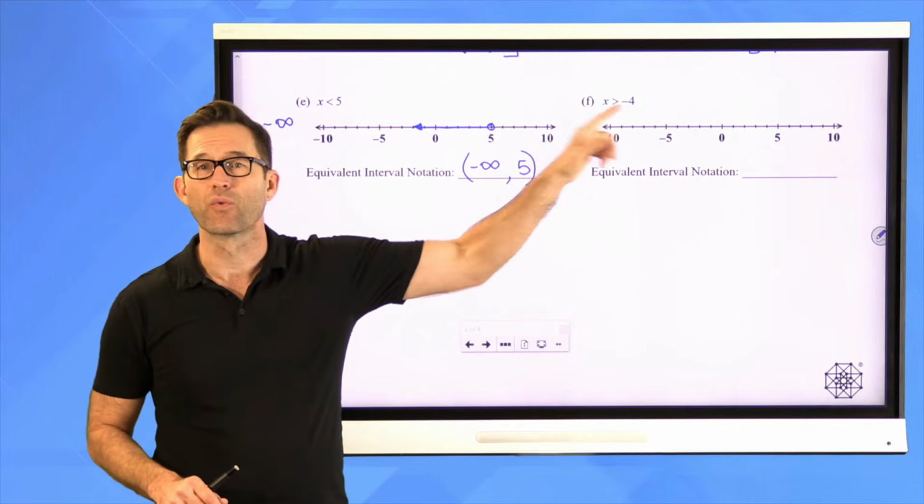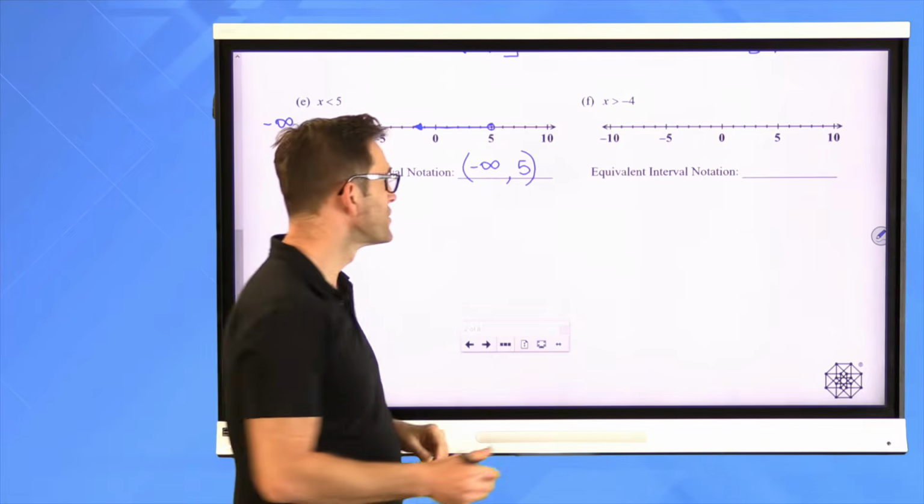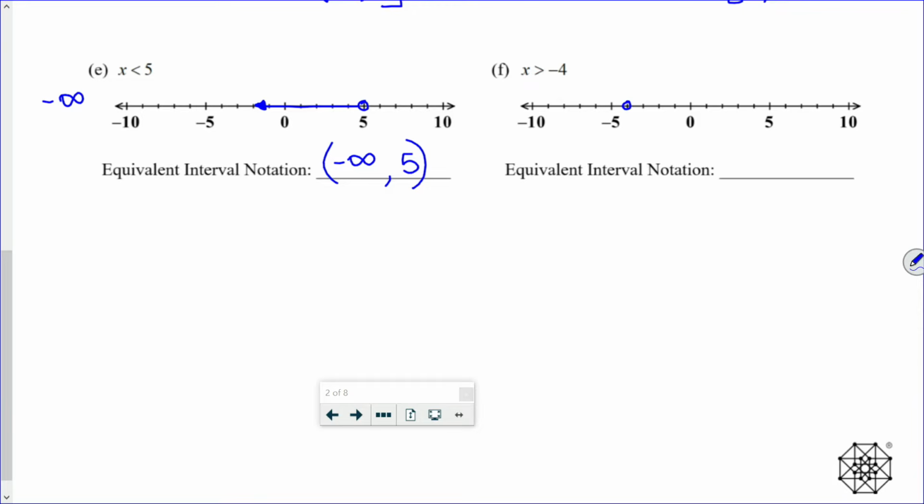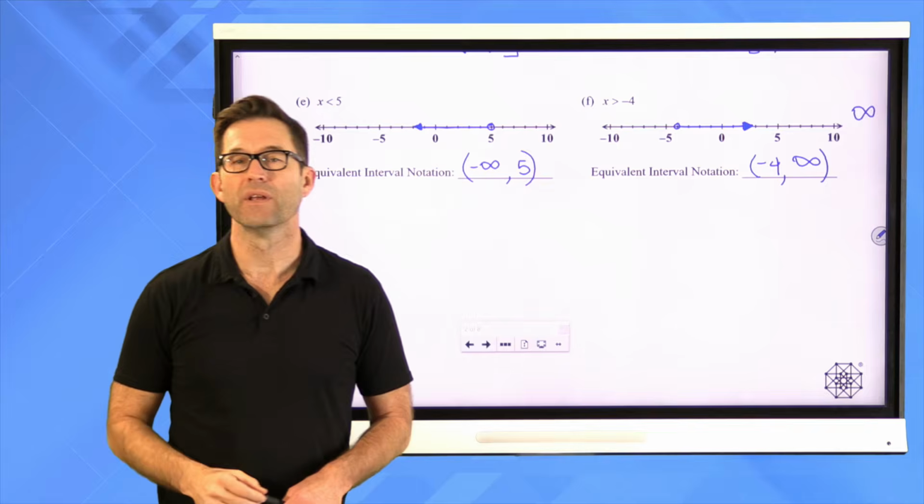Now the last case that we're going to be looking at right here is actually pretty easy. We've got x is greater than -4. So that means I've got a little circle on -4. I'm going to color everything to the right of it. That means my -4 is my first number, and I have a parentheses there because it's not included. Comma, my final number will be infinity, and also a parentheses because I cannot reach infinity.